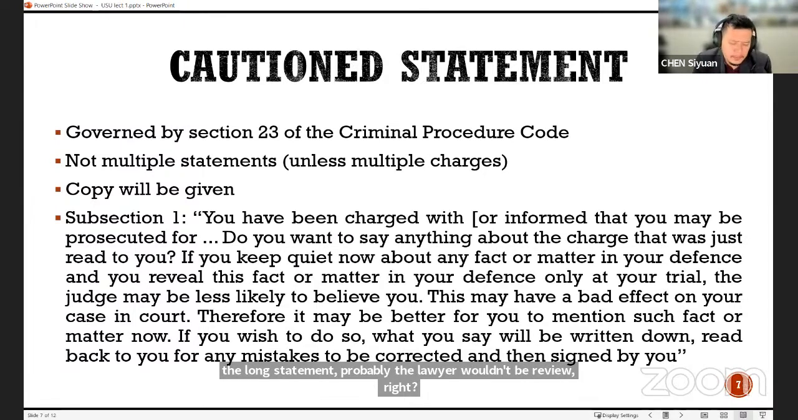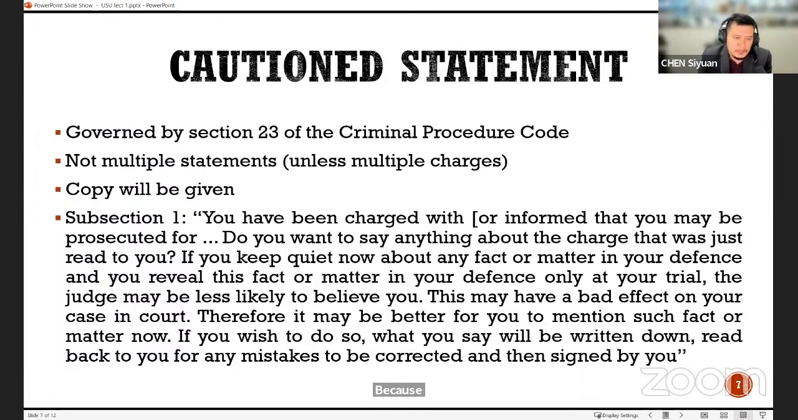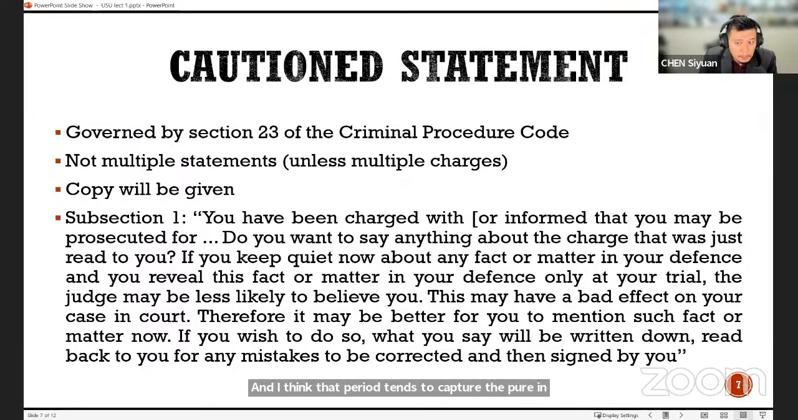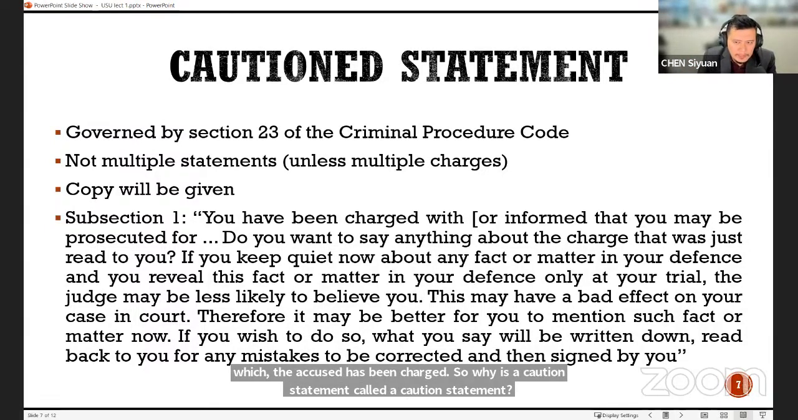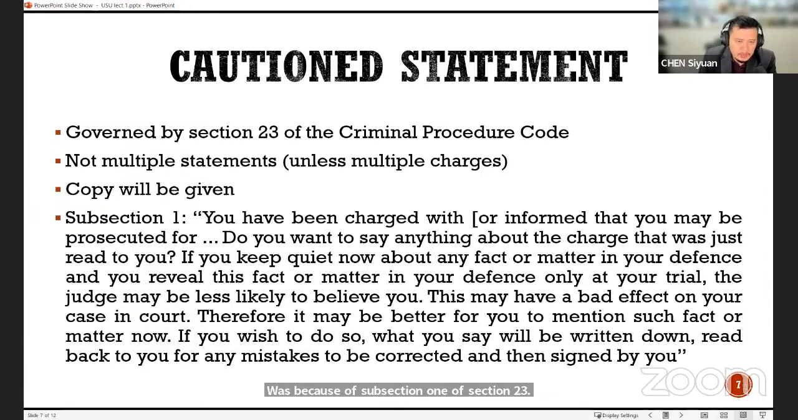So why is a caution statement called a caution statement? Well, it's because of subsection 1 of Section 23. I'll read it out. So you have been charged with whatever crime. Do you want to say anything about the charge? If you keep quiet now about any fact or matter in your defense, and you reveal this only at trial, the judge may be less likely to believe you. This may have a bad effect on your case. Therefore, it may be better for you to mention such fact or matter now.